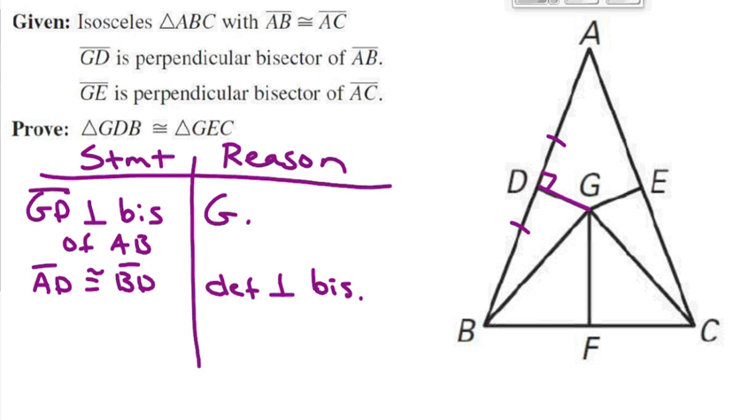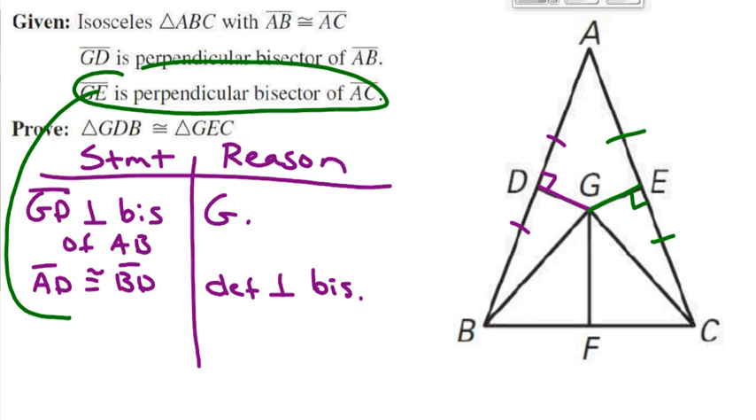All right, given GE is a perpendicular bisector of AC. Let's use a different color. GE, perpendicular bisector of AC. I'm going to shorten this up for the sake of time. So this is going to go down here, and that's going to be given. From that, I can say that AE is congruent to EC by definition of perpendicular bisector.